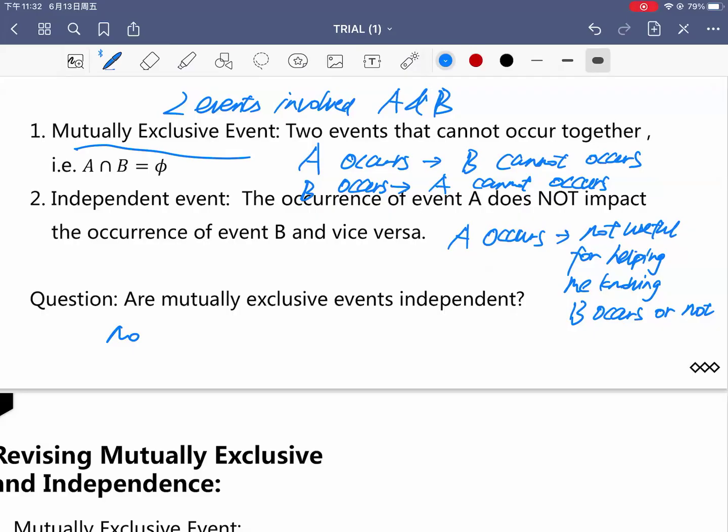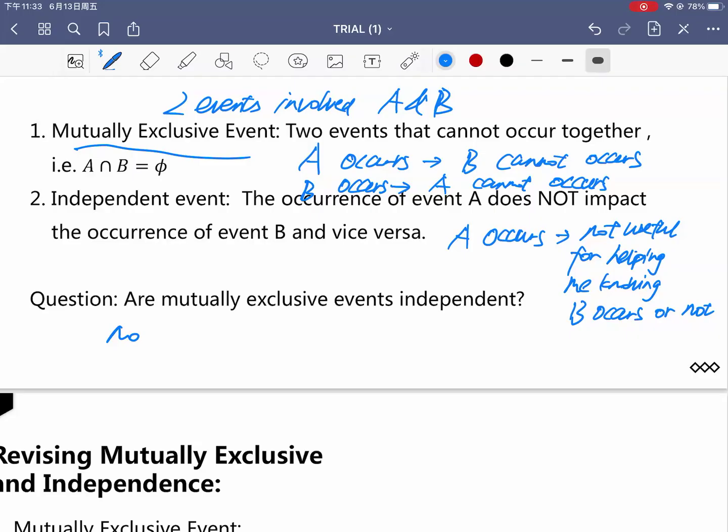For independent events, we know that knowing A occurs should not help you predict whether B occurs or not, and it's true the other way around. If I know B occurs, it should not help me predict whether A occurs or not. That's how we define independent events. But coming back to mutually exclusive events, if I know A occurs and A and B are mutually exclusive, I know straight away that B cannot occur. Similarly, if I know B occurs, then I know straight away that A cannot occur, right?